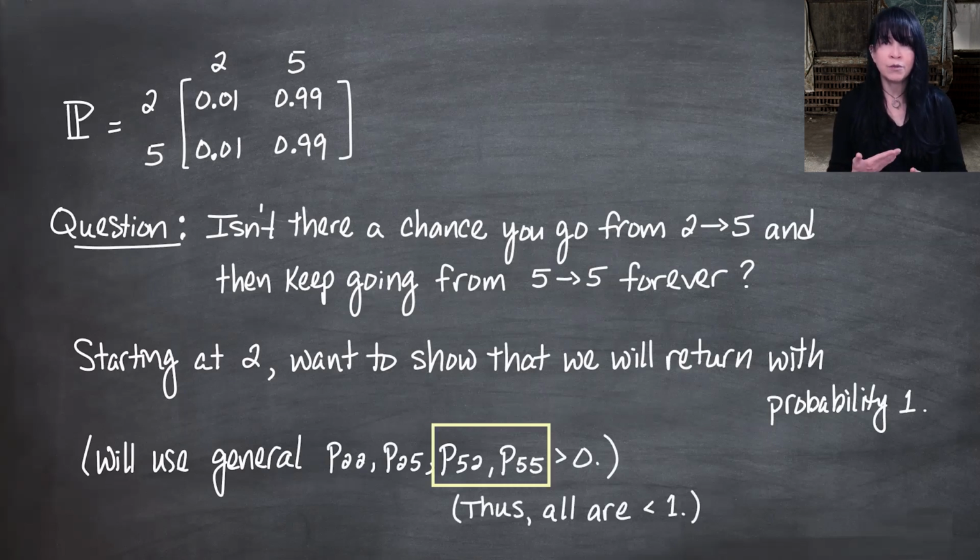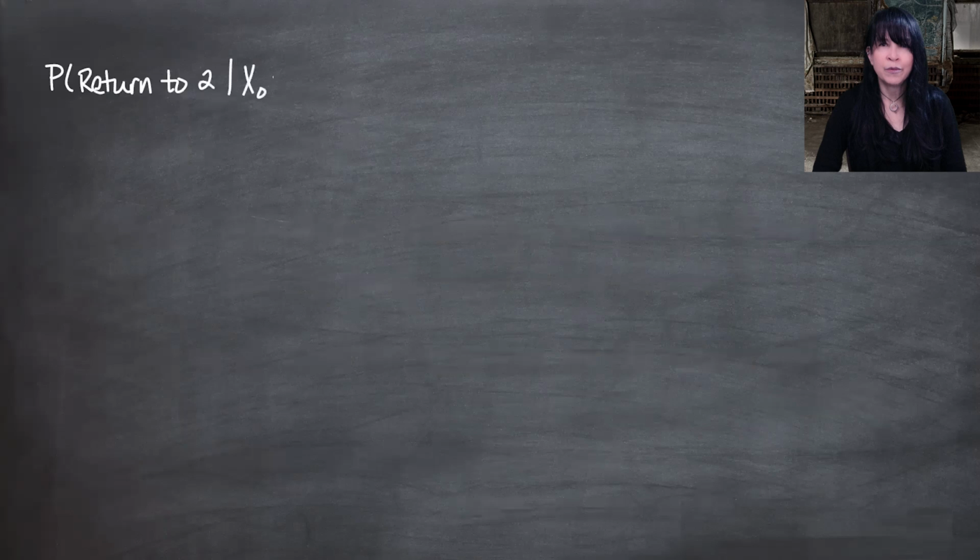So if any one of them was 1, then there'd be another probability that would be forced to be 0. So by assuming they're all strictly positive, we're actually also assuming they're all strictly less than 1. And again, make these probabilities really extreme, but I want to show that starting at 2, we're going to return with probability 1. So given that X0, the Markov chain starts at 2, what is the probability we return to 2 in finite time? Although I didn't write that here.